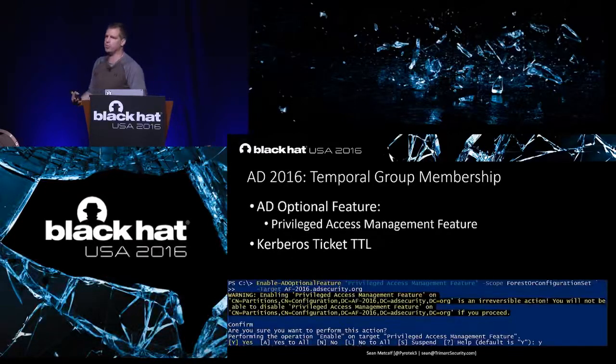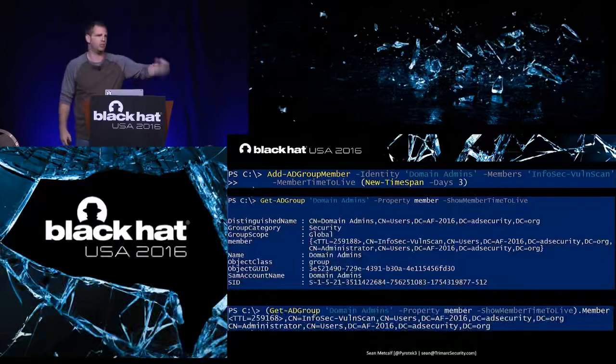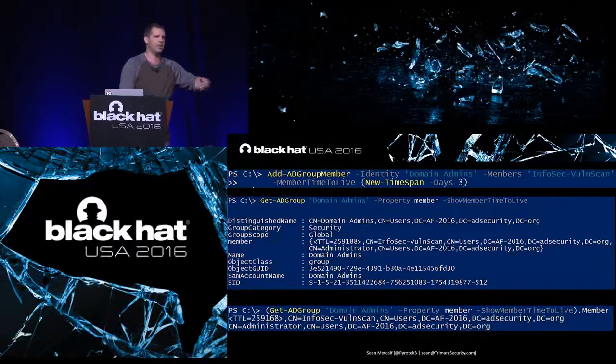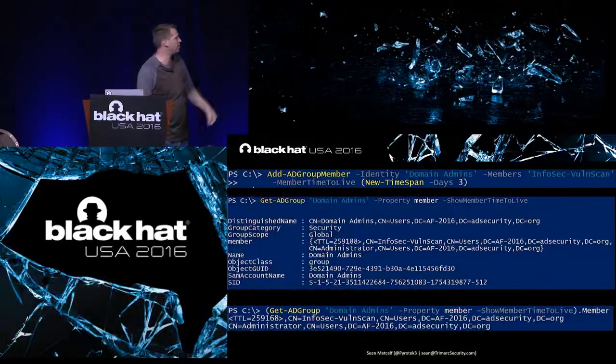In Active Directory 2016, we have a new optional feature, much like the recycle bin, called Privileged Access Management. Once we enable this, we have the ability to set a time to live when we add a new group or account to an existing group. Let's say we have an InfoSecurity vulnerability scanning account that we need in Domain Admins for 3 days. At the end of 3 days, that account is removed automatically. And as we can see, there's a TTL associated with that membership in that group.